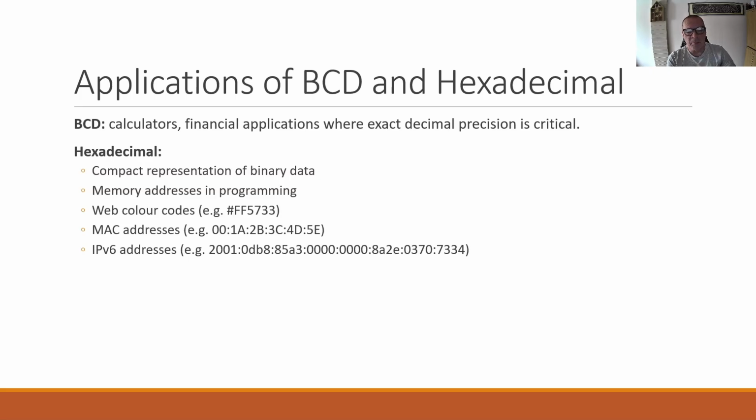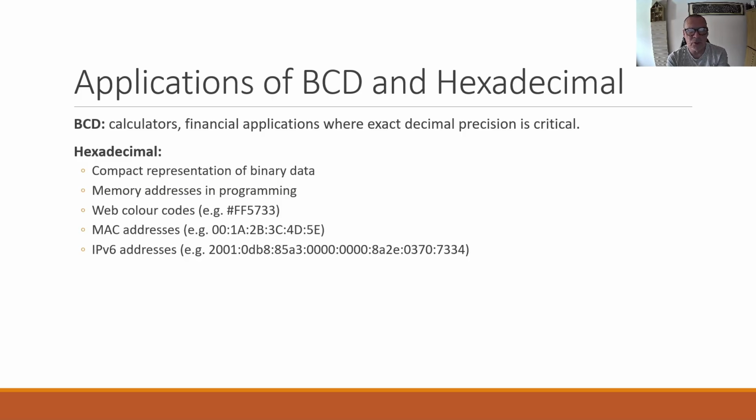We would use binary coded decimal in calculators and financial applications where that precision is really critical. Hexadecimal is used in quite a lot of places. We use it because it's a compact representation of binary data. We don't actually store any data on the computer in hexadecimal. Remember, it's stored in binary because we're using switches inside a computer. But when it's displayed or written on paper, then it can be shown as hexadecimal because it's more compact.